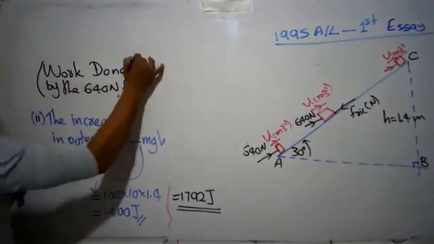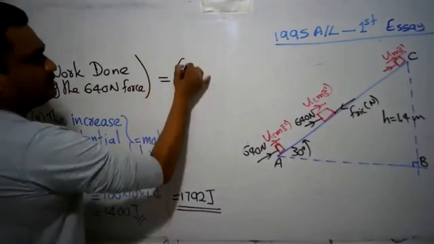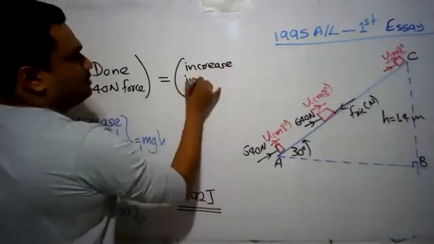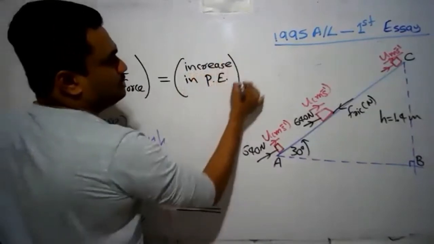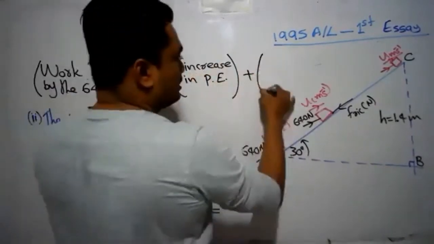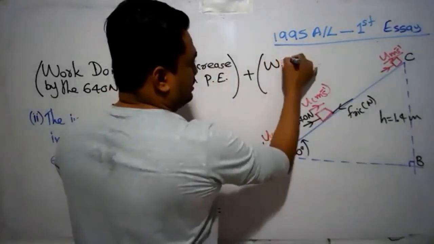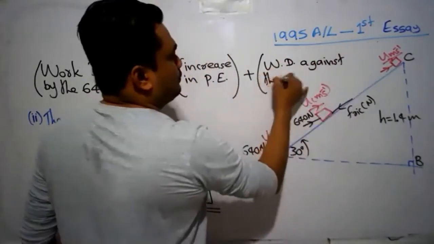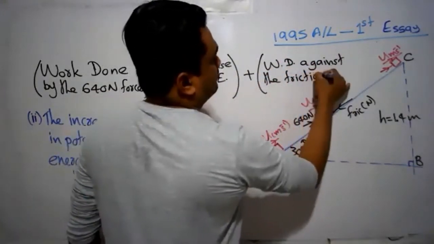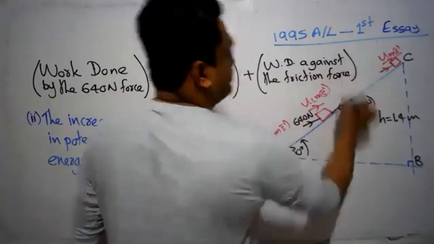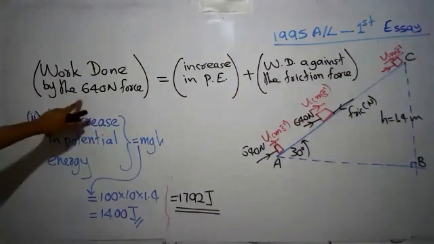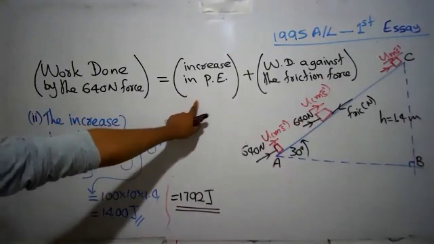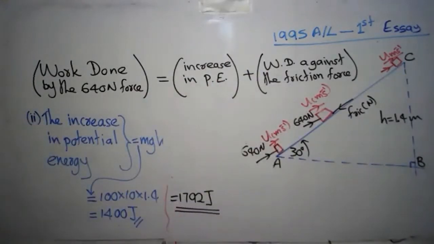Work done by the 640 Newton force equals increase in potential energy plus work done against the friction force. So what is the equation here? Work done by the 640 Newton force should be equal to the increase in potential energy of the box plus work done against the friction force. Complete.